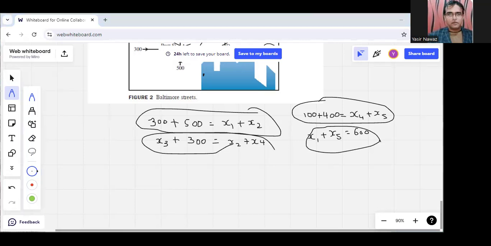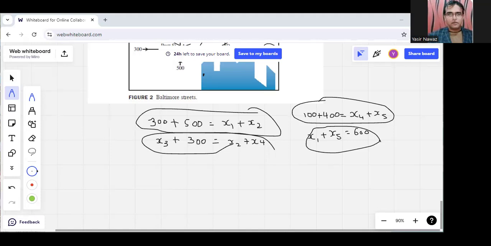So that was the example in network flow. So here x5 would be the free variable. So there will be infinite solutions for these equations. You can choose the value of x5 and then you'll get the values of x1, x2, x3, and x4.